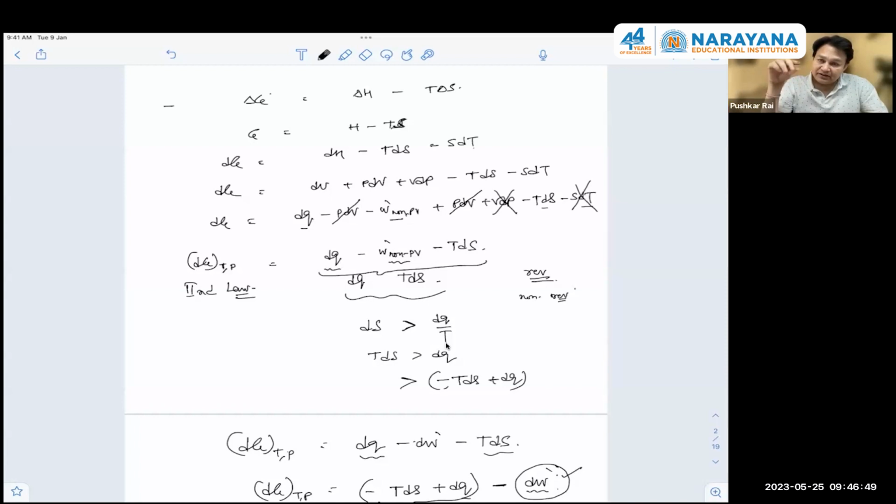You raise a mass against gravity. Can you do it? Yes. Now drop it. If you drop it, entropy will increase or not? Will increase. So that means when you are raising it, entropy has been decreased. That is it. Yes.